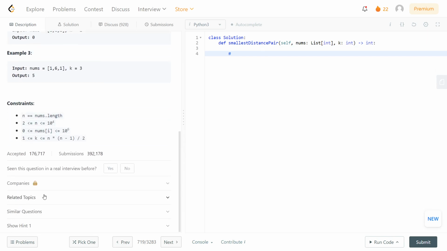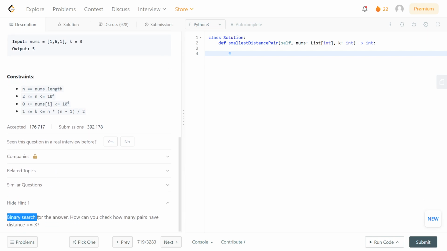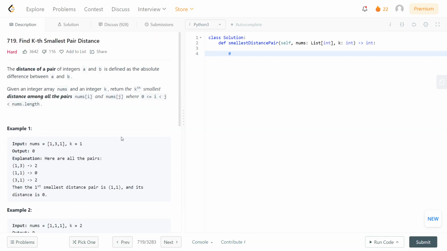It's hinted here in the hint: binary search for the answer. How can you check how many pairs have distances less than x? So let's imagine we have an array of 10 numbers. How would we check how many pairs have a distance less than something?